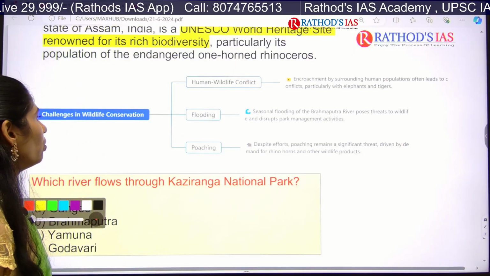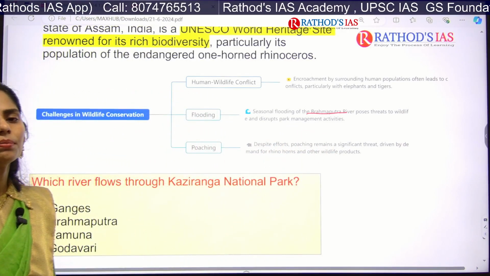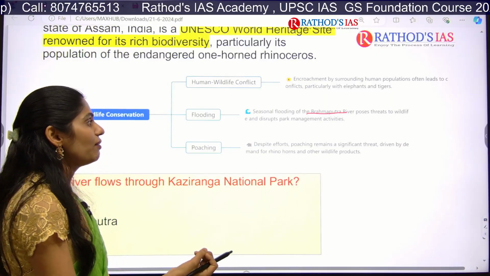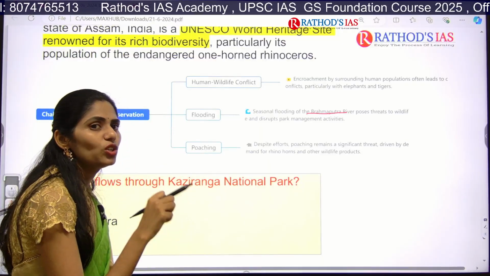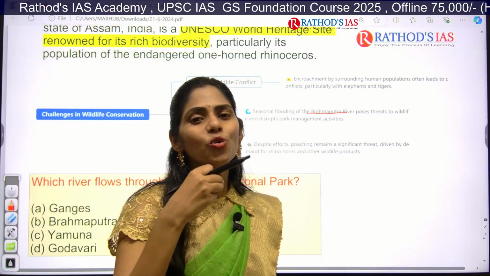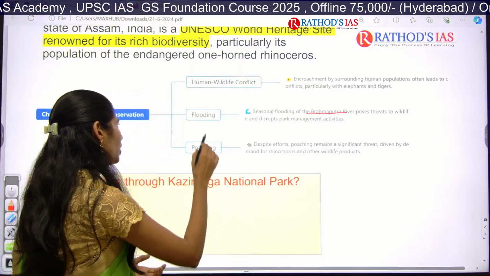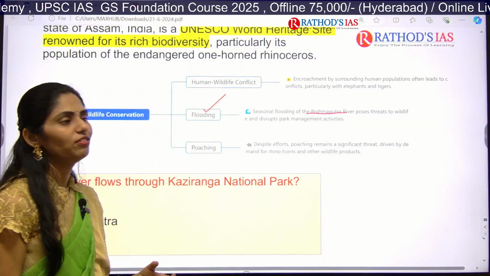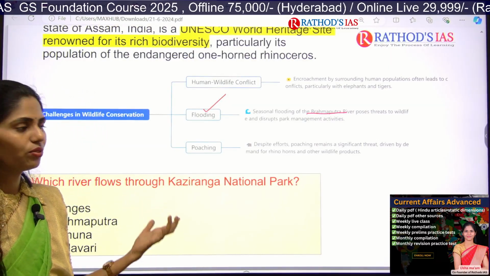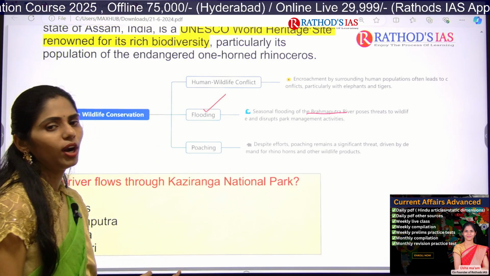And the next one is flooding. The river Brahmaputra flows here, and in seasons like monsoon they will have flooding. Even in yesterday's newspaper we saw rhinos, one female rhino and one calf, moving in the flooded water. So they normally have the problem of flooding, especially flooding of the river Brahmaputra. And the next one is poaching. Poaching is one of the significant threats, driven by rhino horns and other wildlife products.